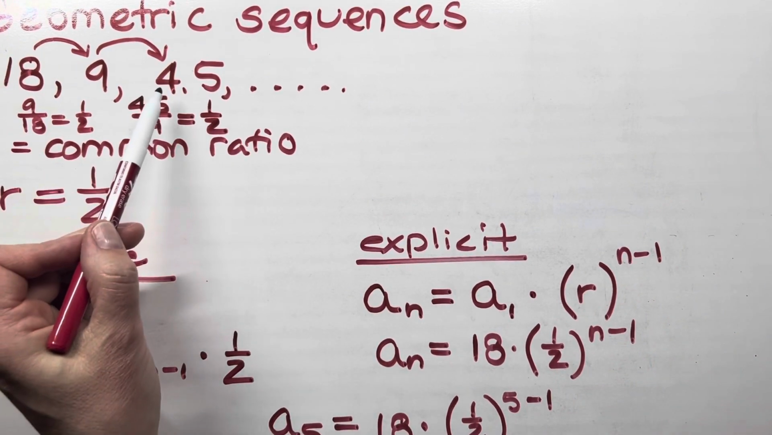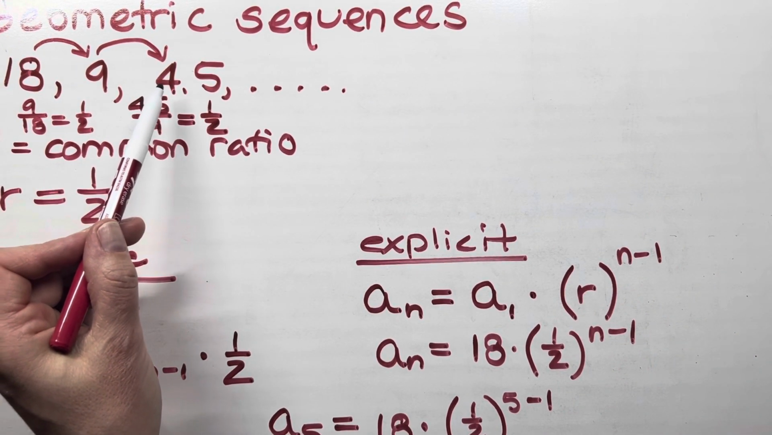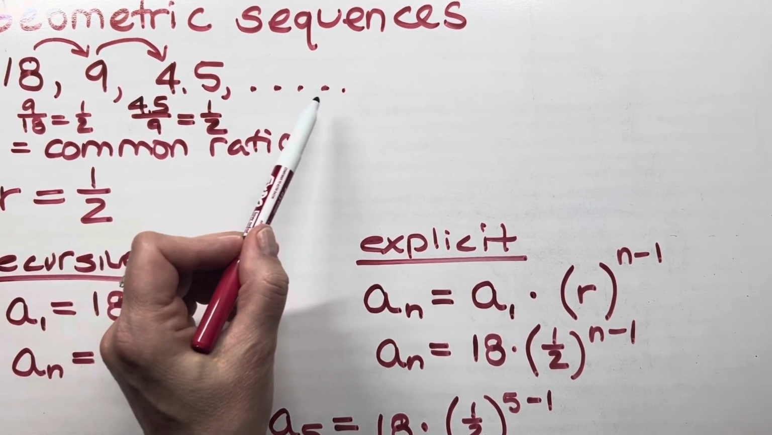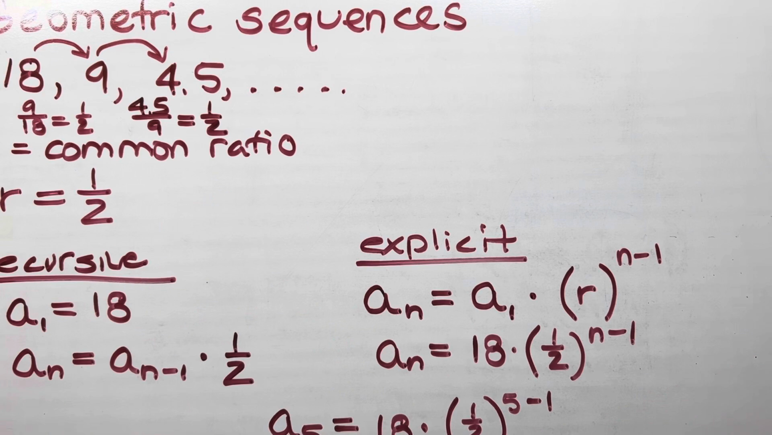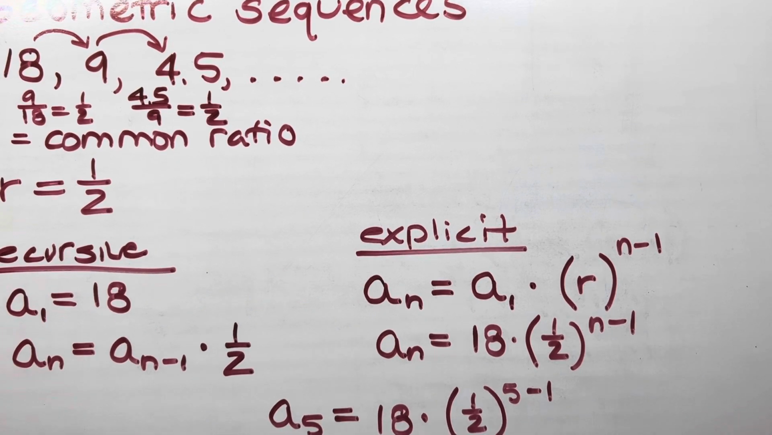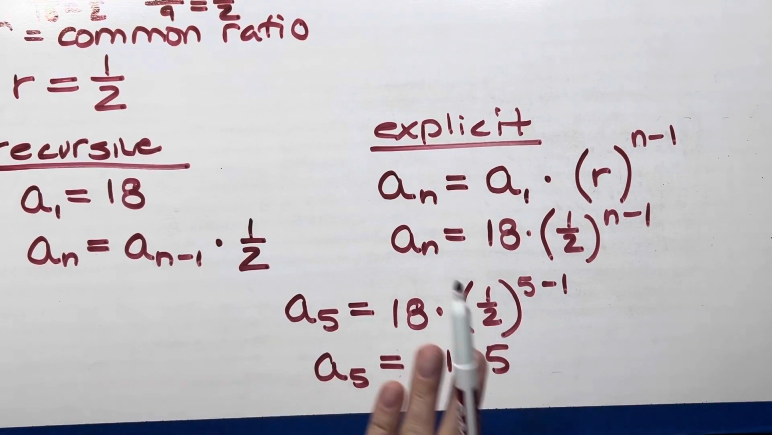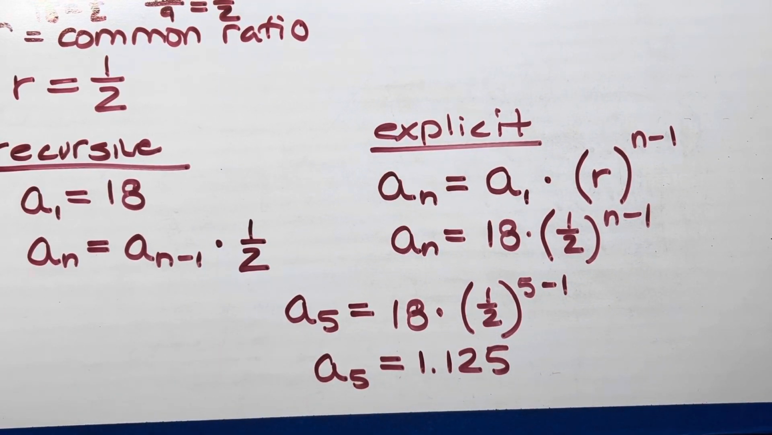You can go back up here and do 4.5, multiply that by a half, and you'll get the fourth term, and then multiply that by a half again, and you will end up with our 1.125. So this is an example of how you can use both the recursive and explicit formulas in a geometric sequence.